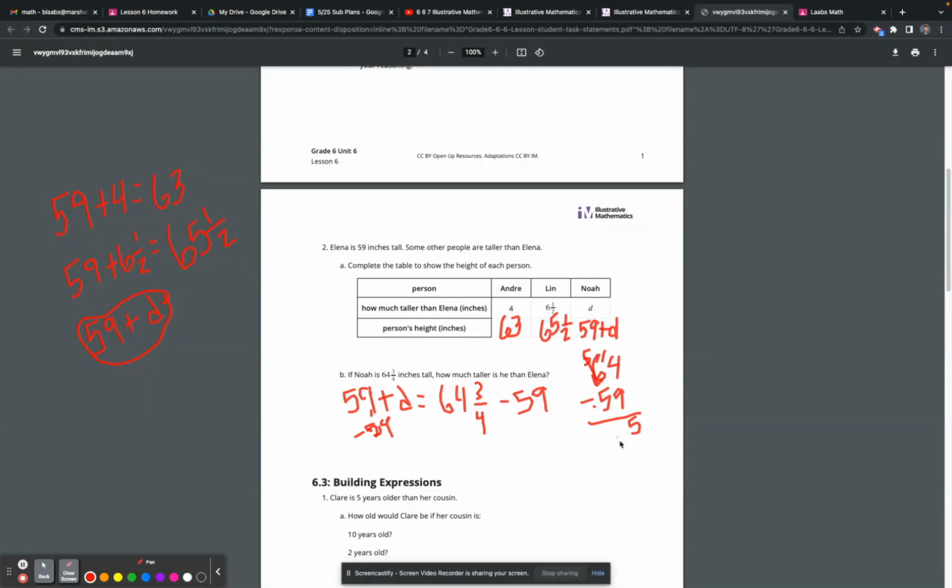So 5, and then if I took 3/4 away from 5, I still have to do that. I would be left with 4 and 1/4. Because I could view this 5 as like 4 and 4/4. That is the same thing. 5 is the same thing as 4 and 4/4. So if I take 3/4 away from that, that's where I'm left with my 4 and 1/4. So the difference, how much taller is he than Elena? He is 4 and 1/4 inches taller.